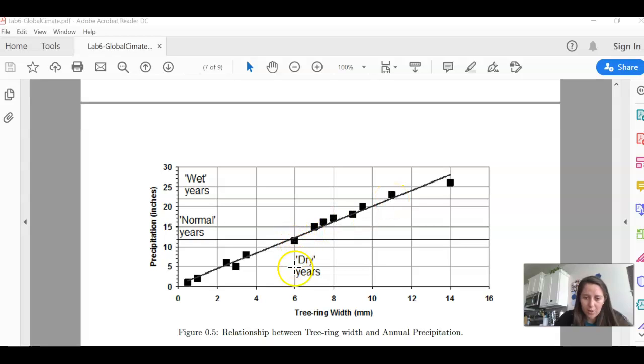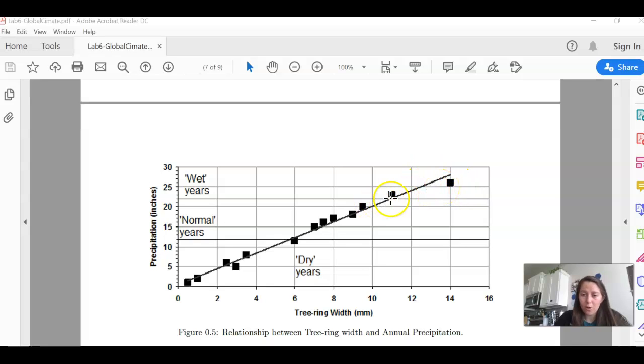As you can see, the tree ring width here on the x-axis is about 6 when it becomes normal years, and it's about 11 when it starts getting into wet years. So if I have a tree ring width between 6 millimeters and 11, that means it's normal years, normal precipitation. If my tree ring width is below 6 millimeters, so if it's only 2 or 3 millimeters in width, that means that year was dry. If the width of the ring is greater than 11 millimeters, then that year was particularly wet.